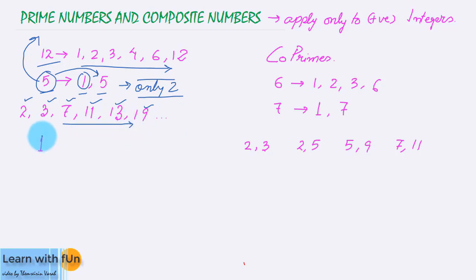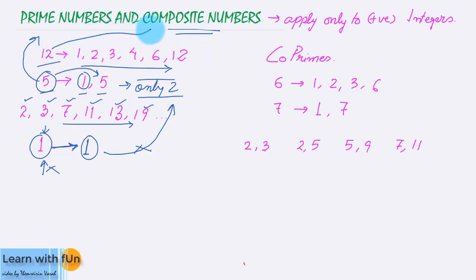Now what about 1? Is it a prime number? 1 has only one factor, which is 1 itself. So this does not satisfy the condition that a prime number should have 2 factors. Therefore 1 is not a prime number. All those numbers which are not prime numbers, that means which have more than 2 factors, are called composite numbers. In our example, 12 is a composite number.